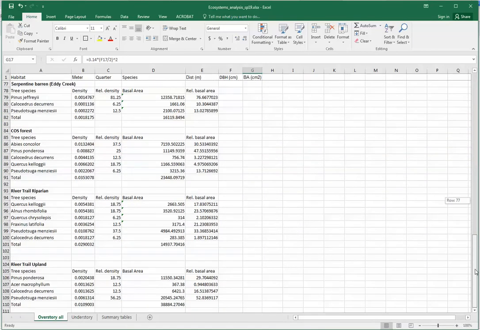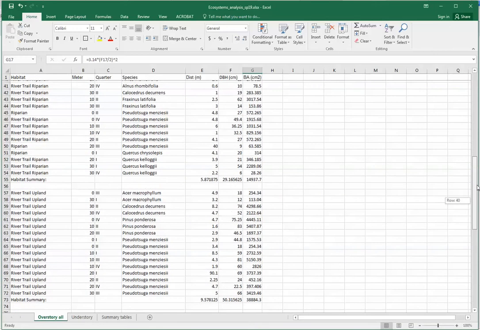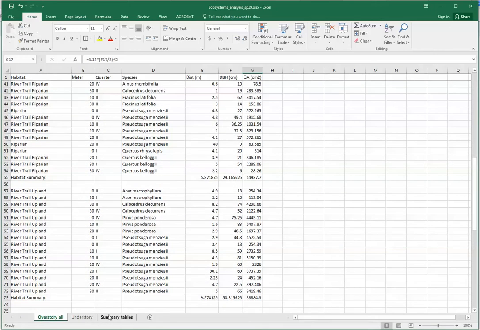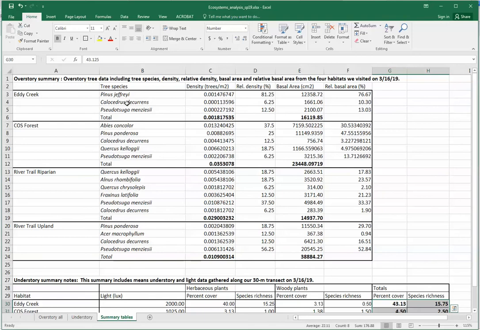This is where I did the calculations to do some summarization, but I'm going to show you the summarization in some of these summary tables that I created because they're a little bit cleaned up and I think a little bit easier to interpret. So let's take a look at this tab with the summary tables for the overstory data that I just walked you through. First of all, this is an example of a table description. In your laboratory report, all of your figures and tables are going to require a description. So this is a great example of what we're looking for in a table description.